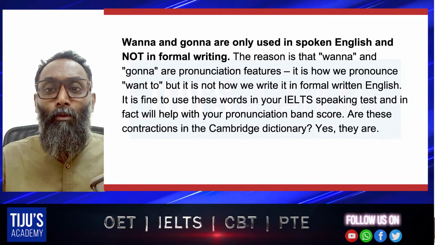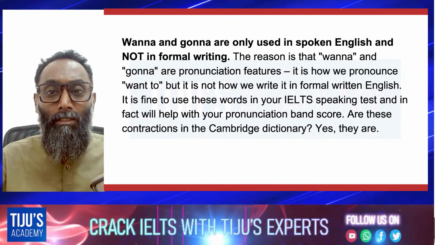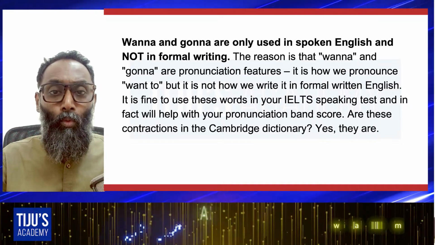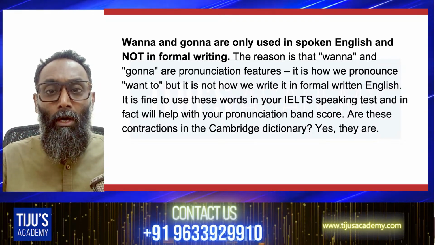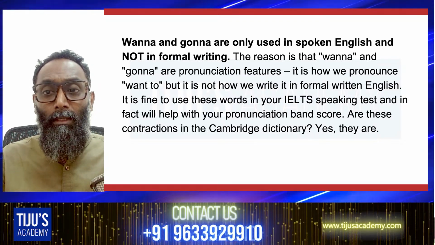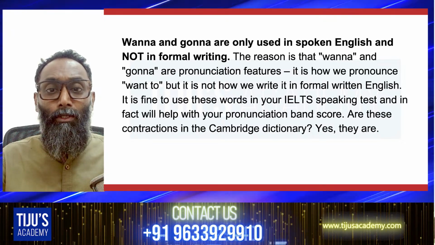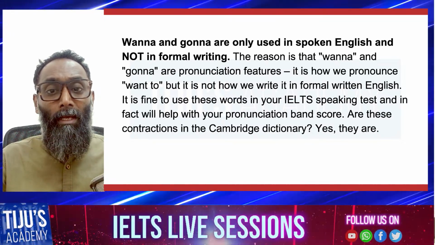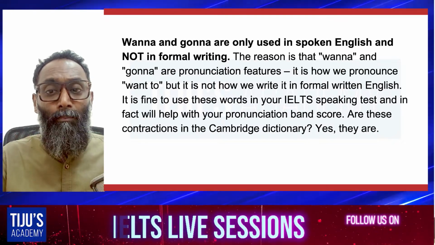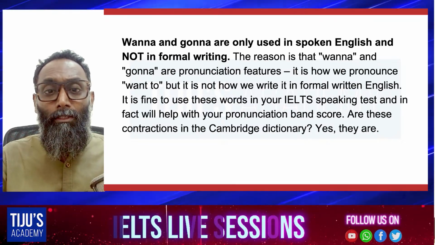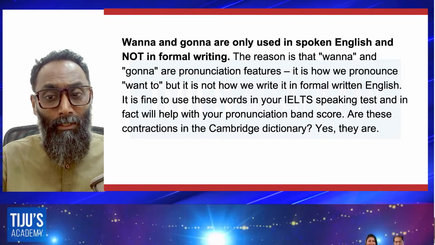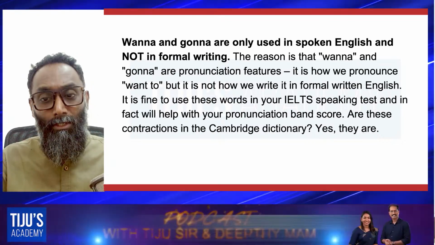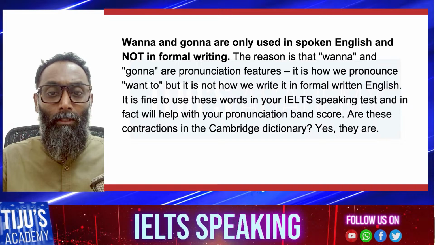The reason is that Wana and Gana are pronunciation features. Very true. It is how we pronounce want to, but it is not how we write it in formal written English. It's fine to use these words in your IELTS speaking test, and in fact will help with your pronunciation band score. Are these contractions in the Cambridge dictionary? Yes, they are, right? It is also mentioned in the Cambridge dictionary.